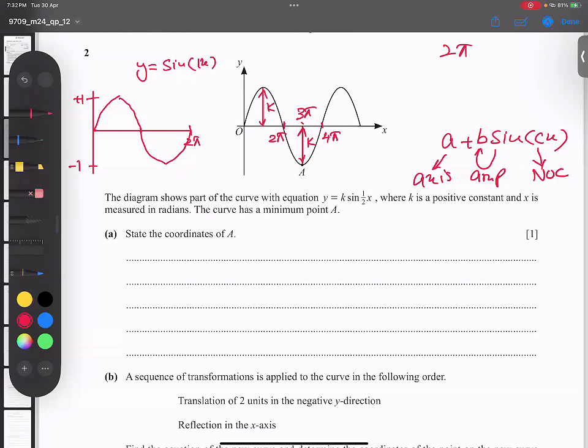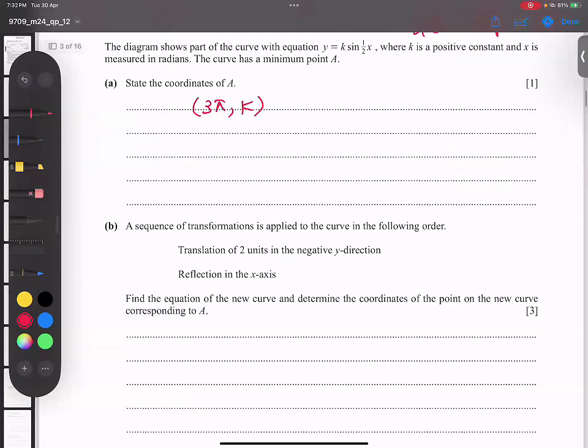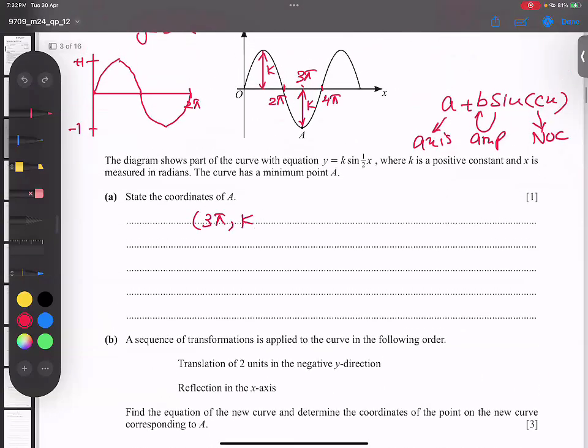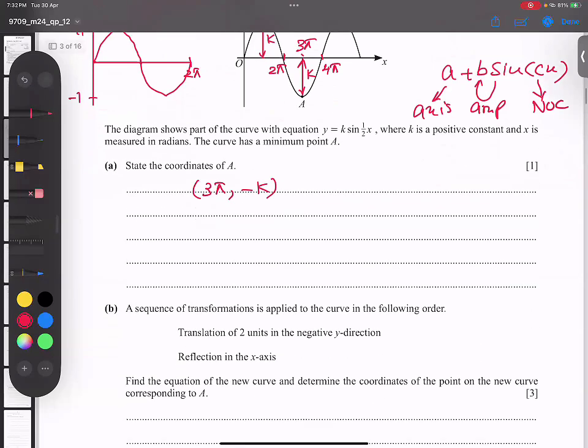So it is naturally there, I can find it. What are the coordinates of this one? X is 3 pi and Y is K, because K is the amplitude. And that's it. I believe you got the point very clearly. Let's go for the next part. Sorry, there's a negative K, because it is going down. That is why this is the coordinates of A. All right, then we can go for the next part.